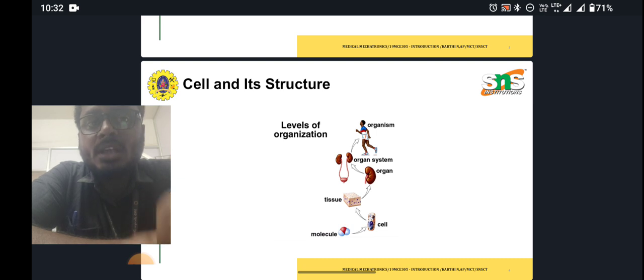And what are organs? They include heart, liver, lungs, muscles, like that. A group of organ systems, which includes the digestive system, reproductive system, like that, in turn forms a whole living organism, which includes animals, plants, humans also.